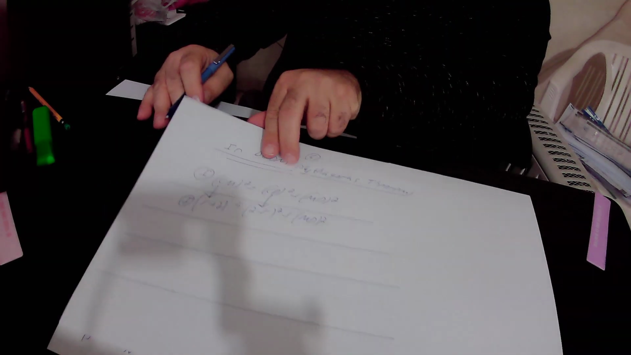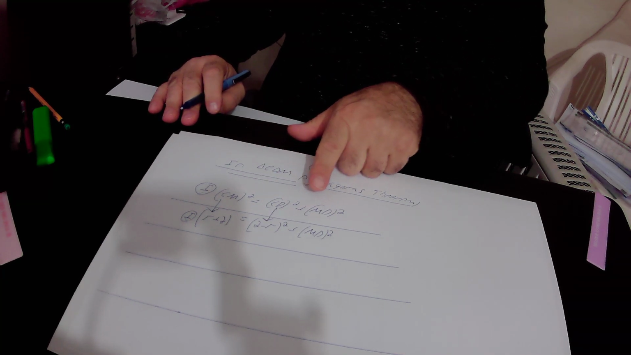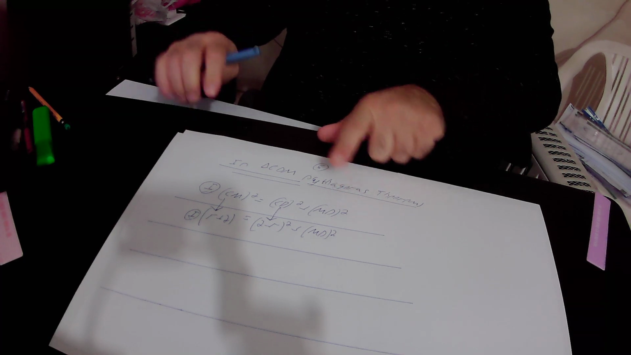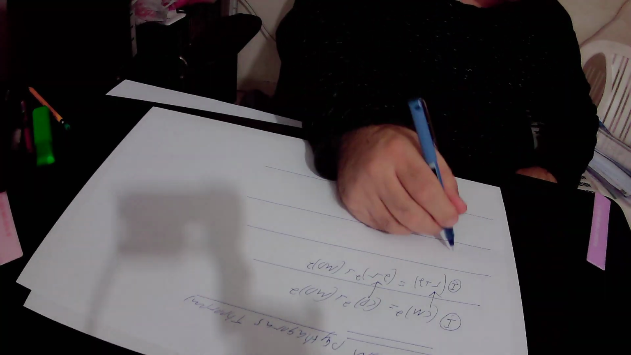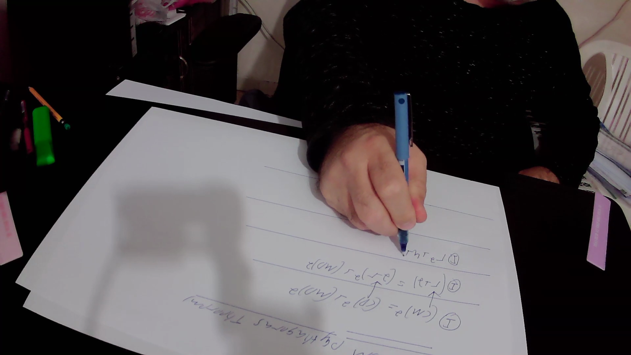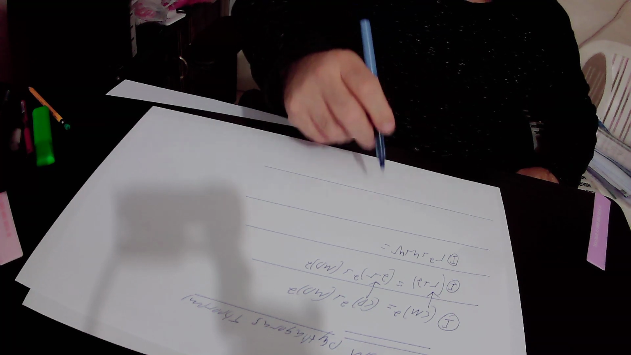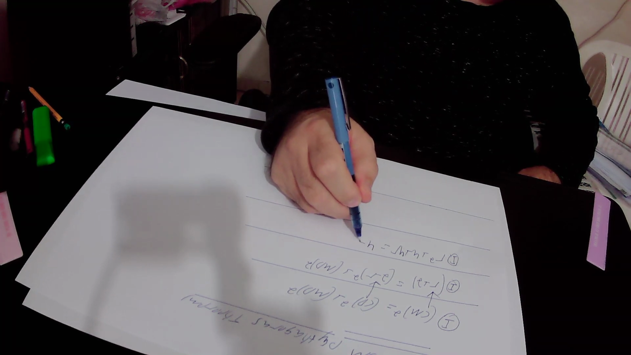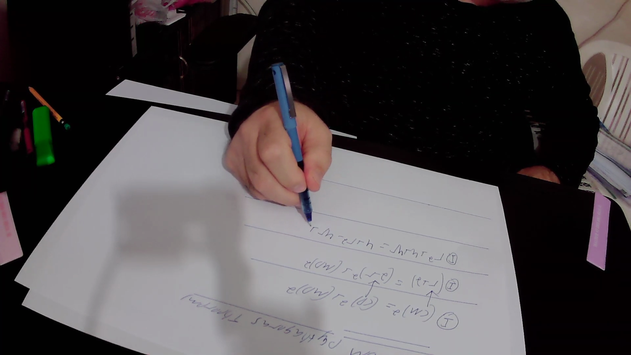So in total we got that (r + 2)² equals (2 − r)² + MD², according to equation number 1. Here we will open the brackets of equation number 1, and we will get that (r + 2)² equals r² + 4 + 4r, and it equals (2 − r)², which is 4 + r² − 4r, plus MD².